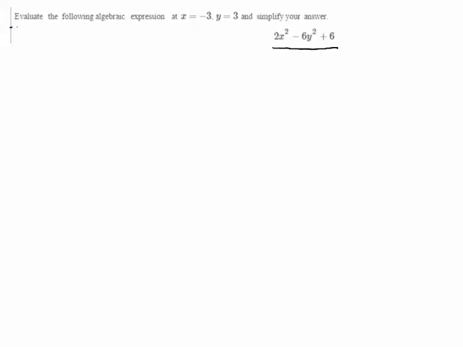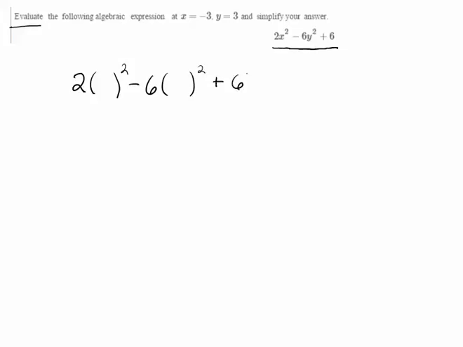Whenever we're evaluating an expression, I like to write the expression down again, but put parentheses in place of where the variables are. So that's what I'm doing first here. So in place of the x, I put parentheses. I'm putting parentheses in place of the y, and then plus 6.